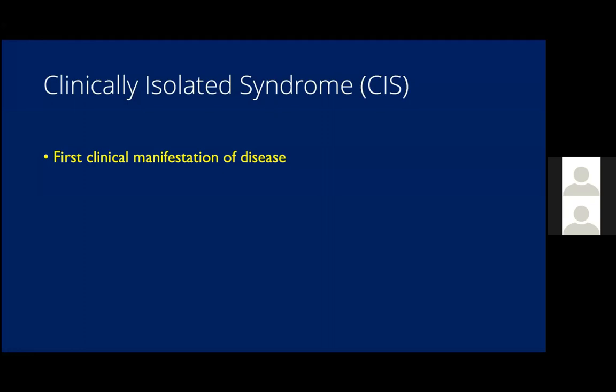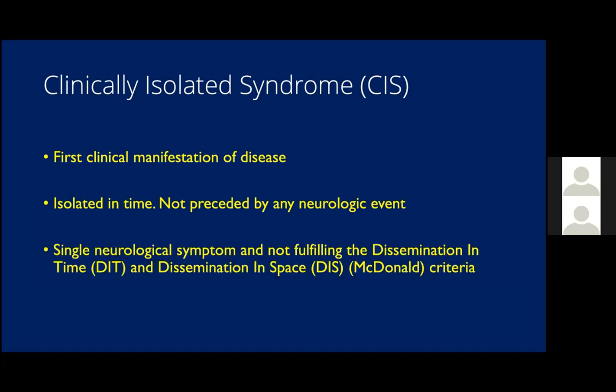Another concept about MS is the clinically isolated syndrome. And neurologists know better than radiologists about this syndrome. Basically, this is the first clinical manifestation of disease, and it is isolated in time, and it is not preceded by any neurological event. Another definition could be a single neurological symptom, but not fulfilling the dissemination in time and dissemination in space criteria, that is McDonald criteria. So that is a clinically isolated syndrome, or CIS.